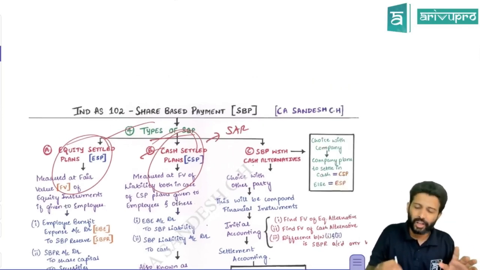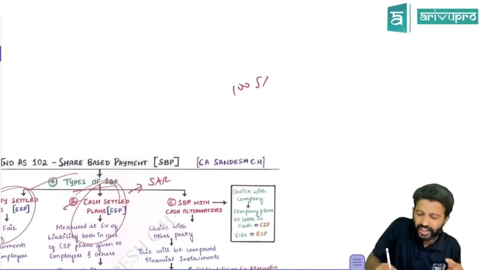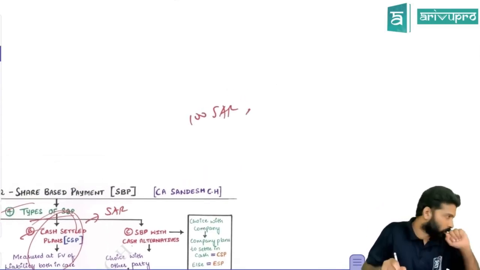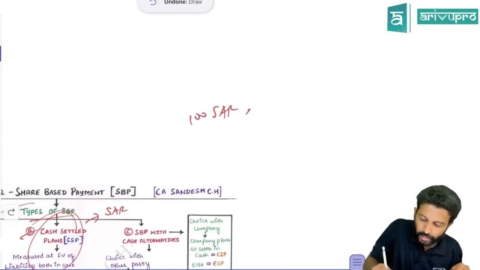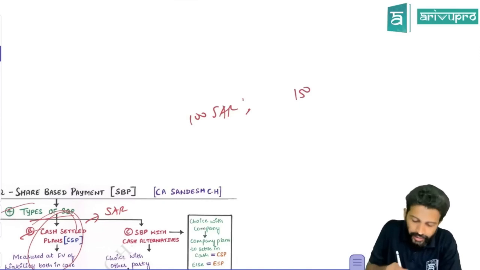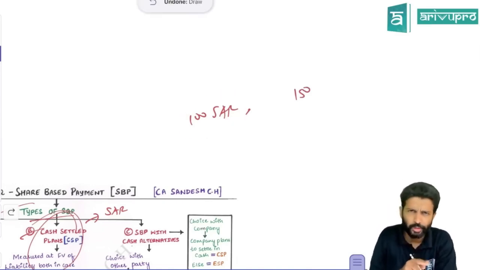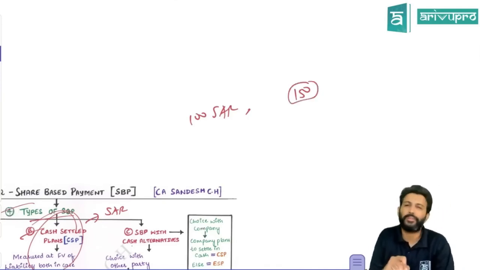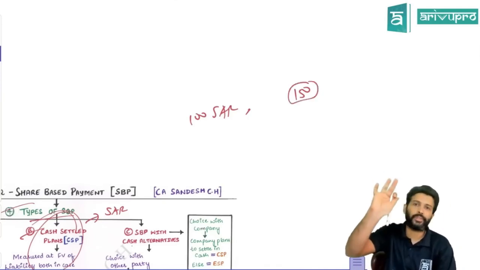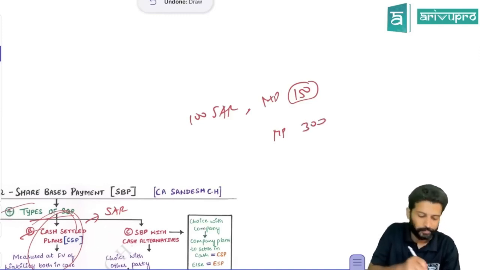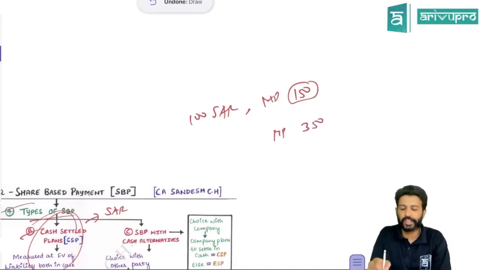Share appreciation rights. Okay, how this works is, let's say 100 SARs is given to employees. Like the day SAR was given, let's say the price of the share was 150. Let's say SAR will get vested at the end of 1 year. And on the date the 100 SAR was issued, the market price of the company share was 150. And the company will give this only at the end of 1 year. So the market price at the end of the year, let's take it as 350. From 150, the share price has become 350.